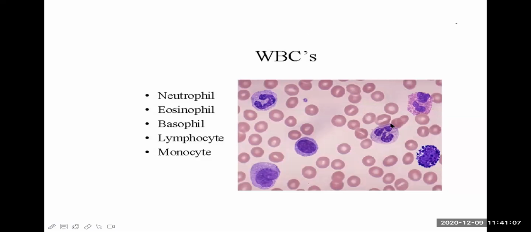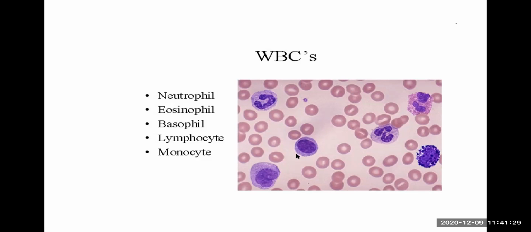Now, what is this one? Just focus on this cell now. Yes, neutrophil. Very good. This is a mature neutrophil. See there? One, two, three segments. So this is a mature neutrophil.